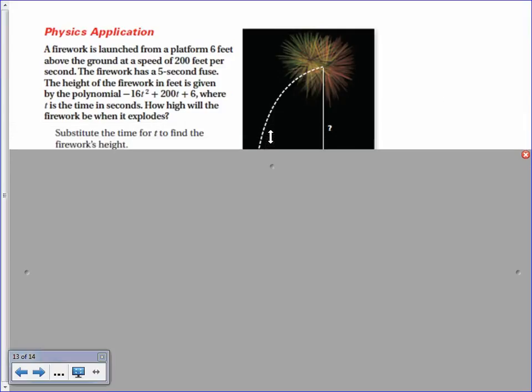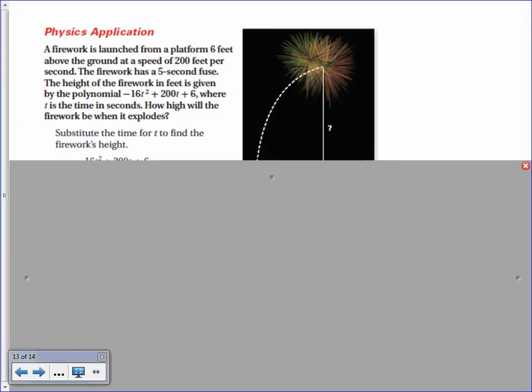So the cool thing about these polynomial expressions is, let's say if you wanted to find out how high it is, in this case the firework, after 1, we'll just plug 1 in for t. How about 2? Well, then plug in 2 in for t. It'll spit out at you how high it's going to be. So they're very, very useful, especially with physics.